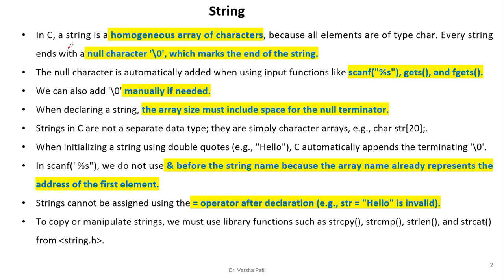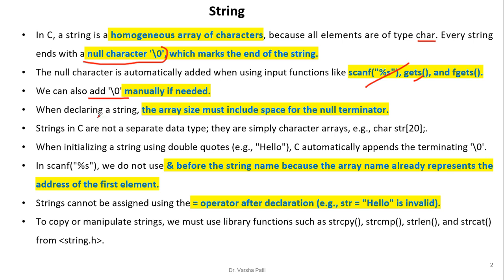A string is a homogeneous array of characters. Generally, an array of characters we call a string because all elements are of the type character. Every string ends with a null character. This is very important, and the null character is represented by \0, which marks the end of the string. The null character is automatically added when we take input using functions like scanf, gets or fgets to accept the string. Also, we can add this character manually when required.